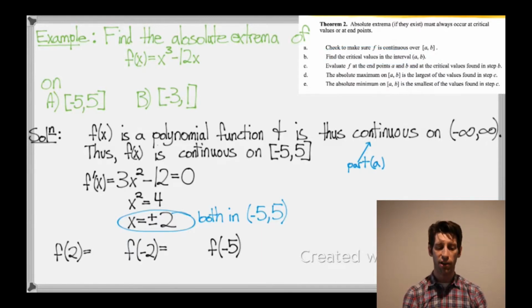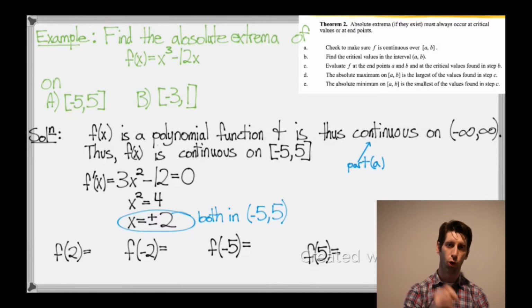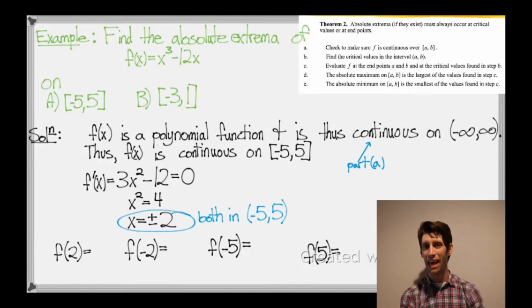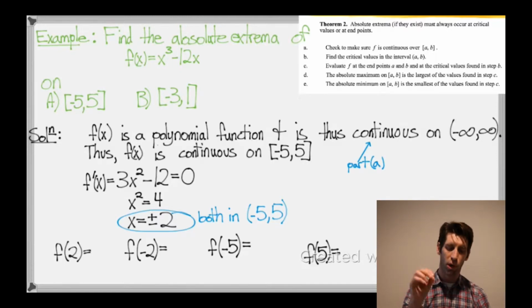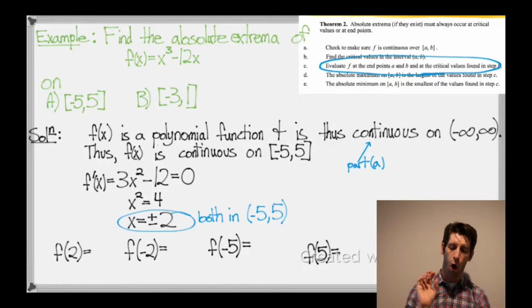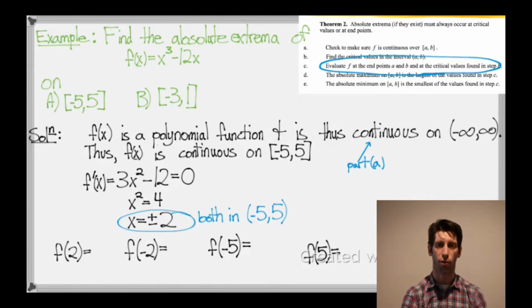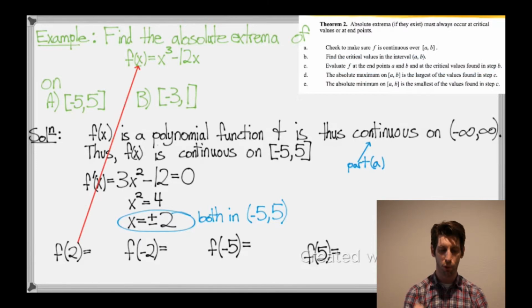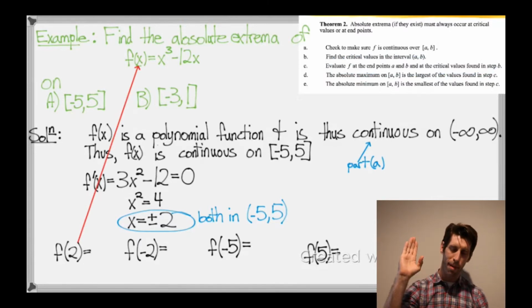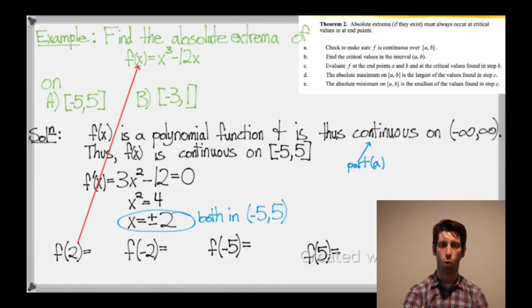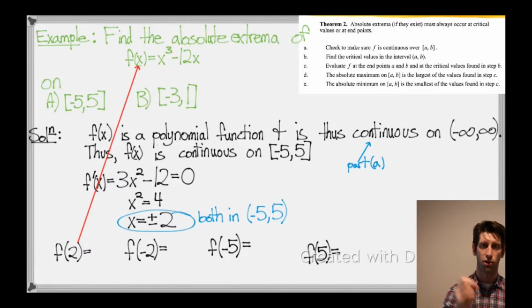Next up, we're going to evaluate f at the critical numbers, namely 2 and minus 2, as well as the endpoints of our closed interval, 5 and -5. So we're going to take these values and plug them all the way back into the original function, and this is going to complete part C. We find the y values, in this case corresponding to 2, -2, 5, and -5.